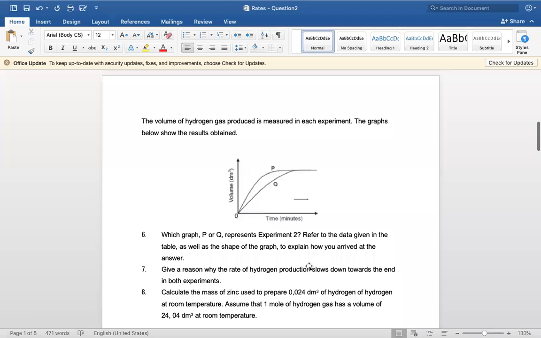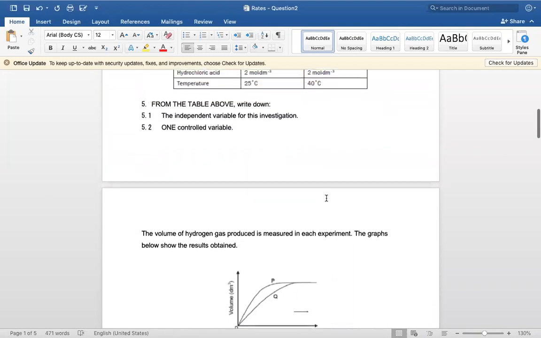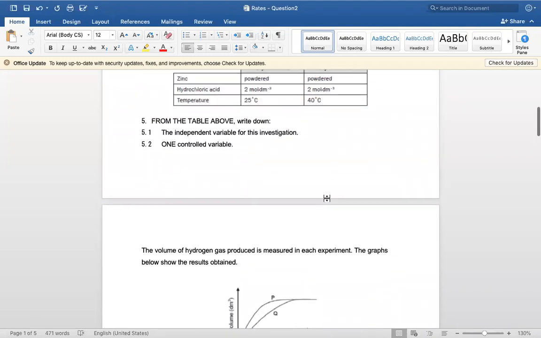Question 6. The volume of hydrogen gas produced is measured in each experiment. The graph below is the results obtained. Sometimes they will give you graph paper and a table and ask you to draw the graph. Sometimes they'll ask you to draw another graph for 25 and 40. So if you look at this graph, P and Q will be the temperature of 25 and the temperature of 40.